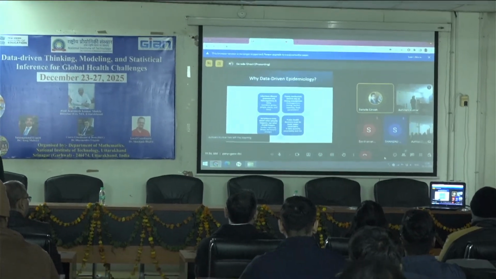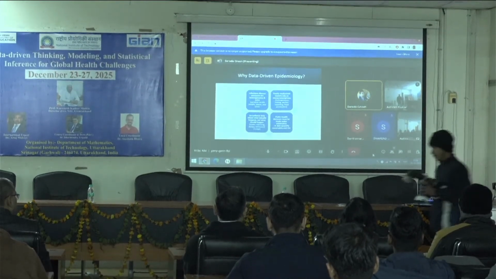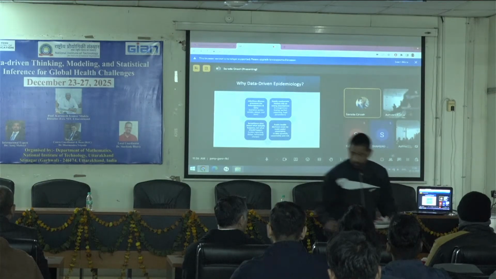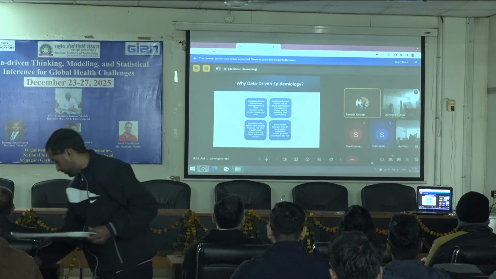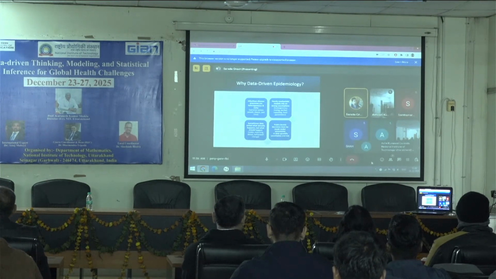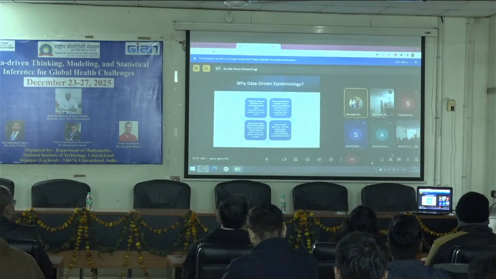Infectious disease processes are heterogeneous and noisy. Different regions have different diet patterns, different cultures, so there are many diseases based on this variation. Purely mechanistic models rely on strong assumptions. In these models we assume homogeneous mixing, perfect reporting, fixed parameters. But in real situations, it does not actually happen.